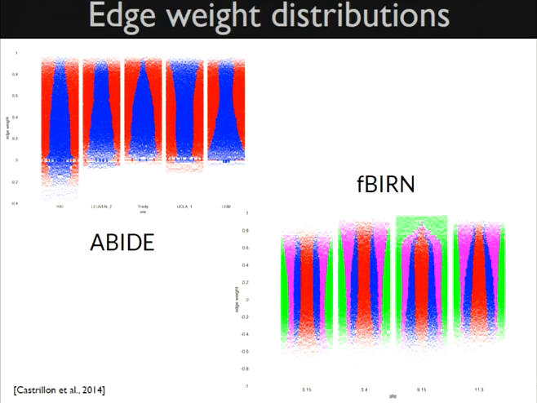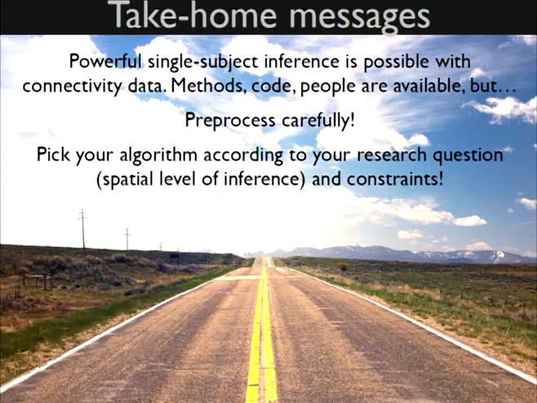But I'm going to spare you this. FBIRN has some very nice traveling subject data, the same subject going to different sites, and you still see this effect. So this distribution is what we're talking about. When I'm talking about site differences, it's still a major confound.